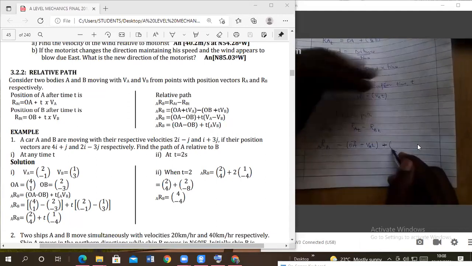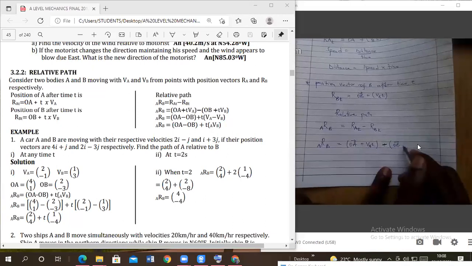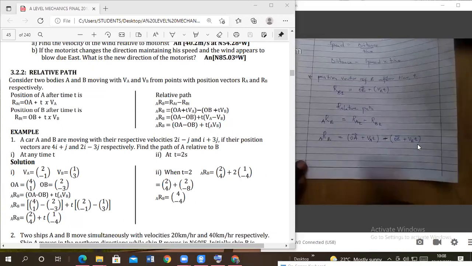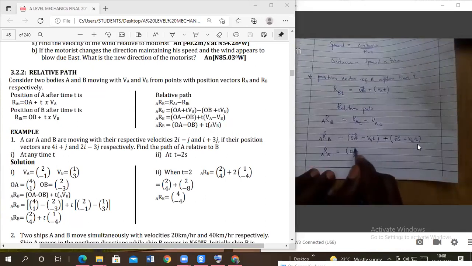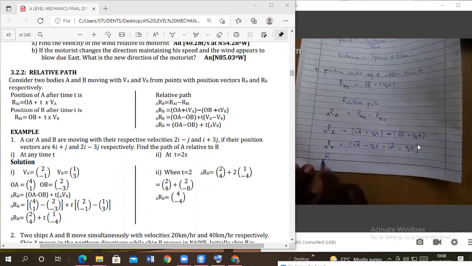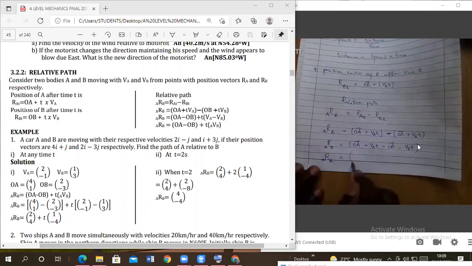Minus r_B, which is OB plus v_B t. So when we simplify that, we shall have OA plus v_A t. Now, when I open this bracket, it will be minus OB minus v_B t. So that's what we shall have, which means r_AB will be equal to, when you collect the like terms, OA minus OB plus v_A t minus v_B t.